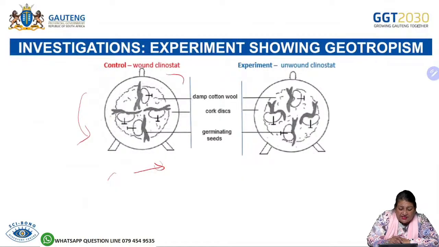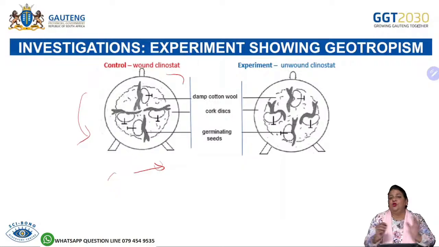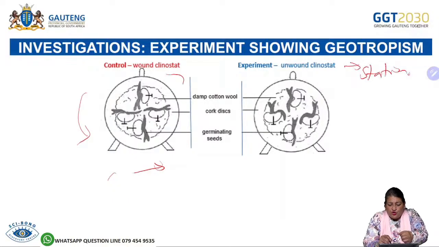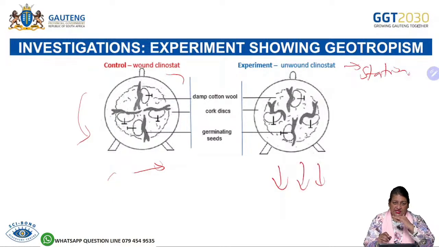So what happens is that these radicles, remember the radicle develops into a root, these developing roots will grow in all directions because there is no gravity. And this one here, we pinned all these germinating seeds and it's unwound. Unwound means it is stationary. It's not spinning. This one is spinning. This one is stationary. So here, if you put your germinating seeds, you're going to have gravity because it is standing still.